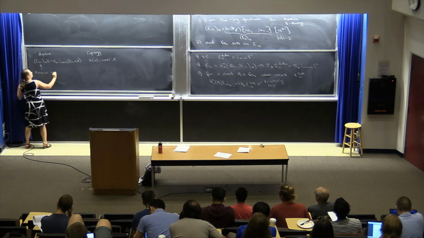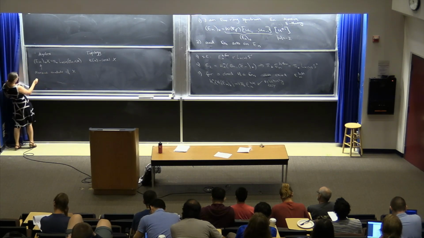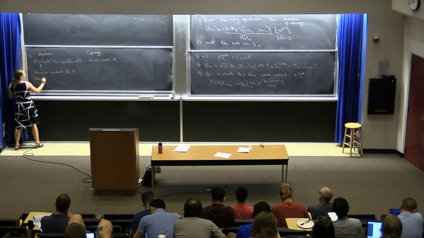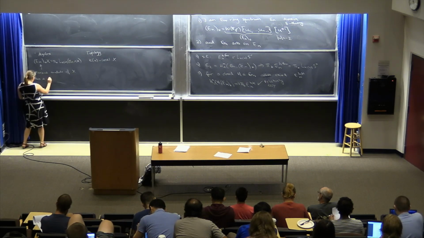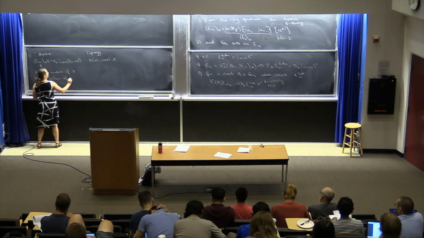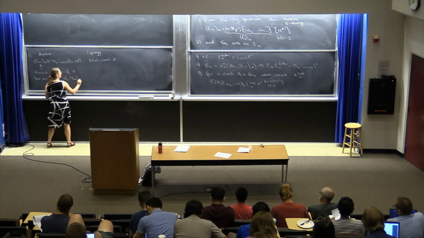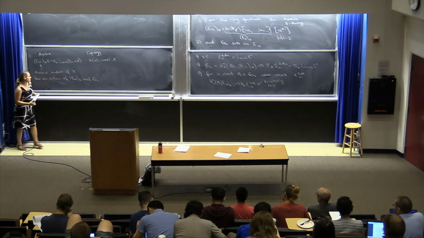I'm going to use this later. This is called the Morava module of X. This is a module which is rich. It has an action of En star and Gn, and they're compatible with each other.